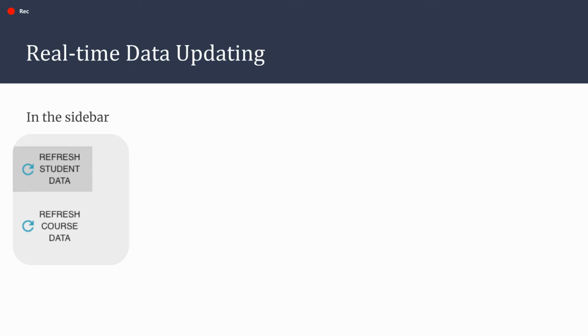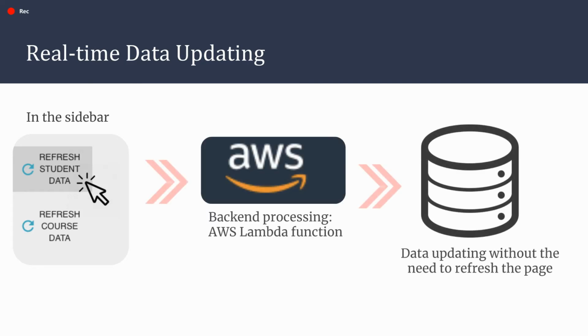Finally, Achieve PAL provides a data refreshing function. Click on these refresh buttons. The system will call an AWS Lambda function that automatically updates data and backend analysis in the database.